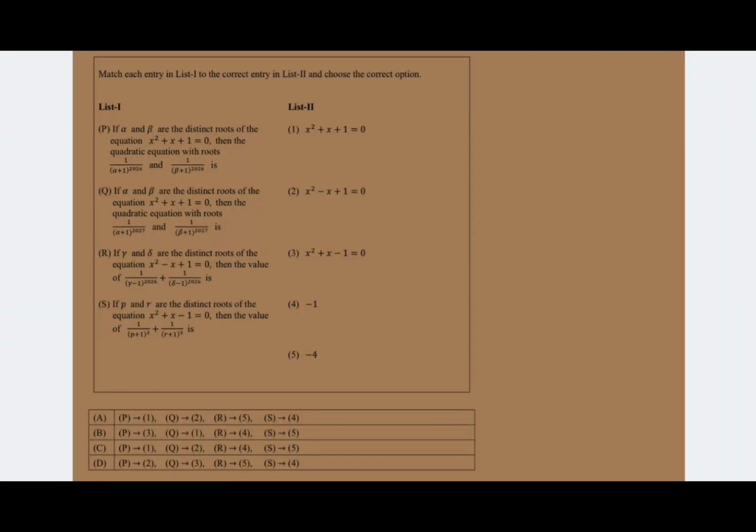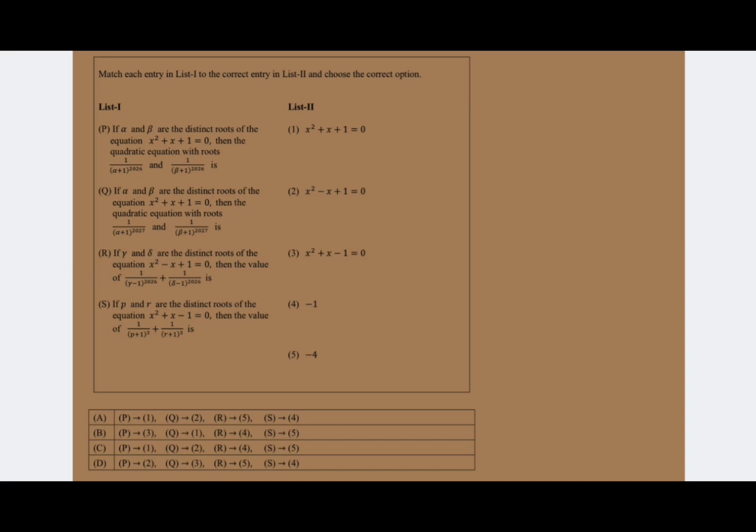Let's learn how to solve this list matching question from JEE Advanced. We are given two lists and the left hand side list has 4 items, and in each item there is a quadratic equation, and then we have to find an equation which has certain roots. So first let's look. We can see that option P and Q has the same quadratic equation. Options R and S have different equations. So we can solve P and Q together.